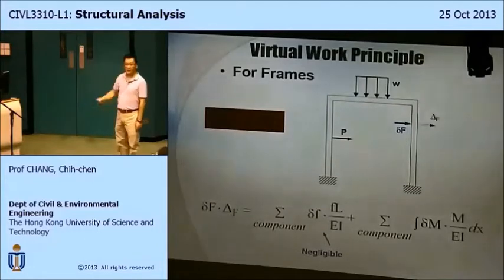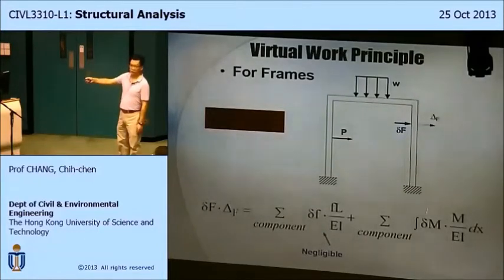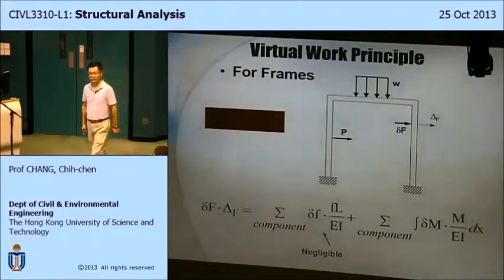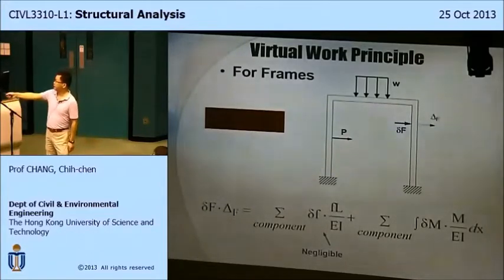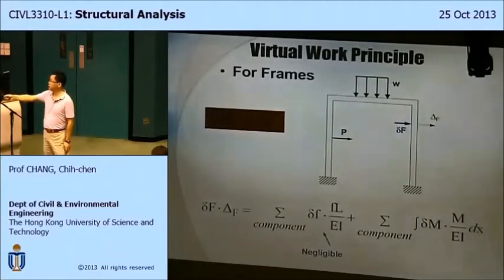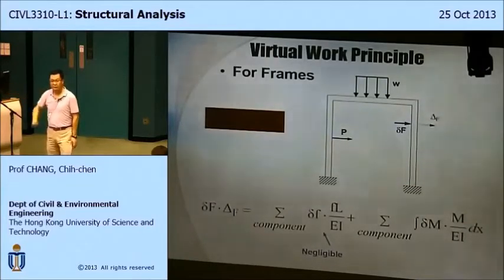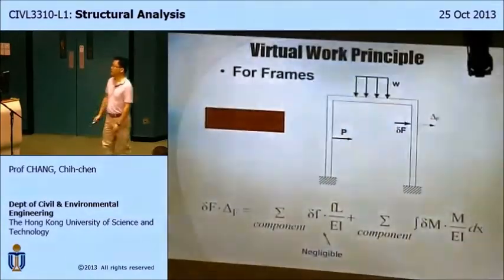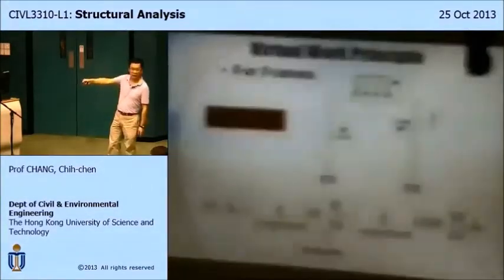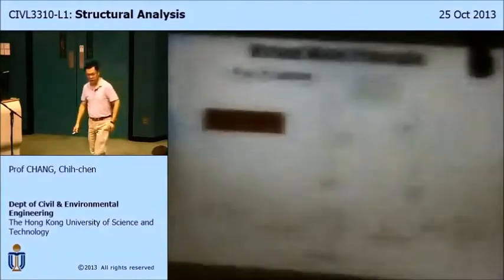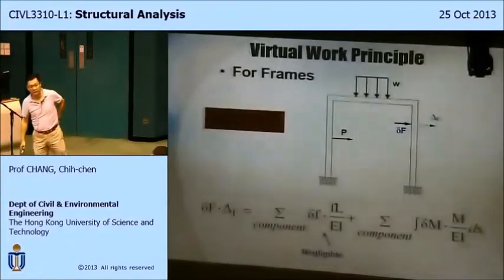However, it turns out that for frame structures, 99.9% of the time, the actual force contributions are much, much smaller than the bending moment contributions. 99.9% of the time, this contribution is very small compared to that. So usually in the calculations, we will just ignore the actual force contributions for frame structures.